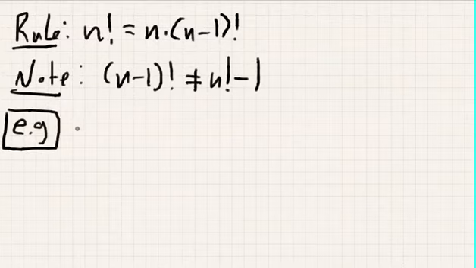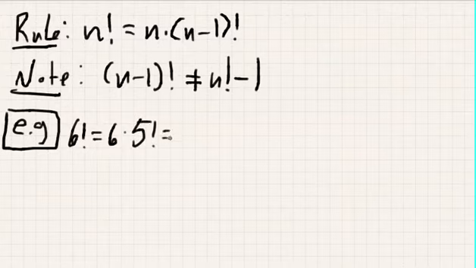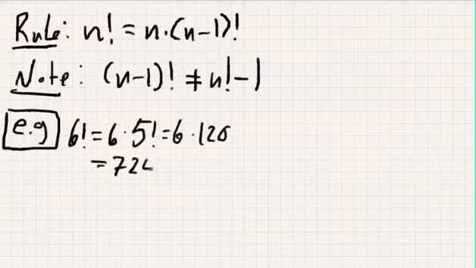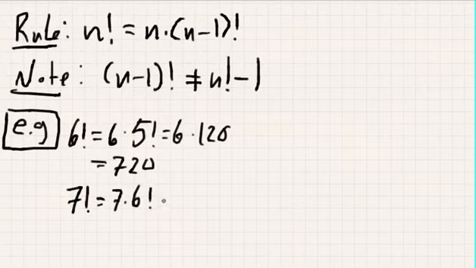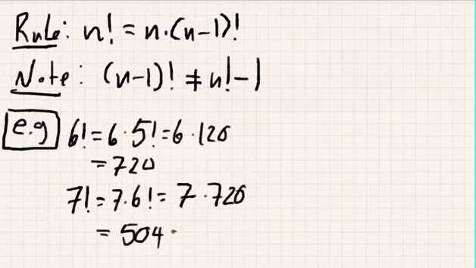So, for example, what is 6 factorial? Well, this is 6 times 6 minus 1 factorial. That's 5 factorial. And 5 factorial we already saw was 120. So that means that 6 factorial is 6 times 120, which is 720. What is 7 factorial? It's 7 times 6 factorial. So it's 7 times 720, which is equal to, I did this before, 5040.